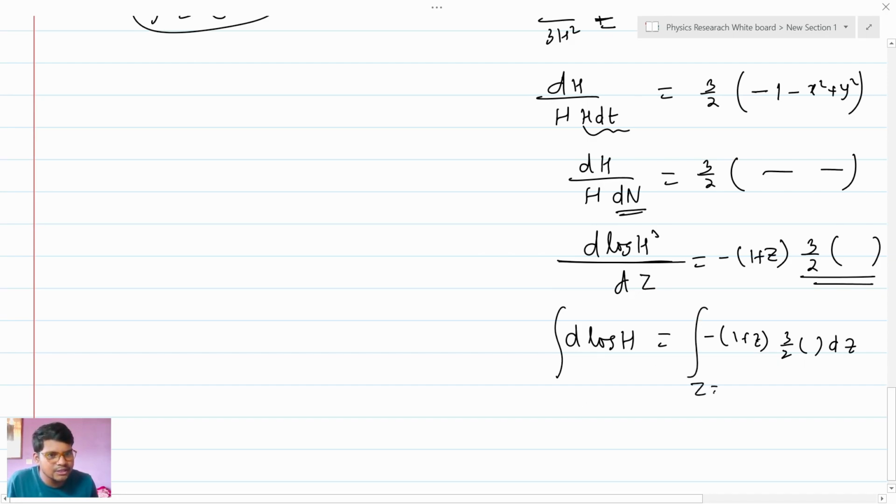I'm saying that when z is equal to 0, h is h0. So obviously it is happening with h, so h0. And z could be anything, because it is my whim what the z should be.